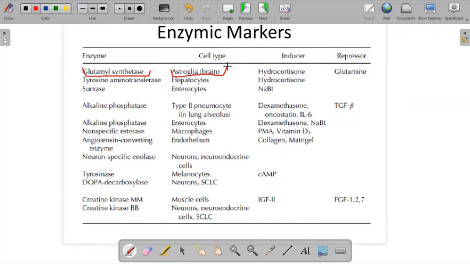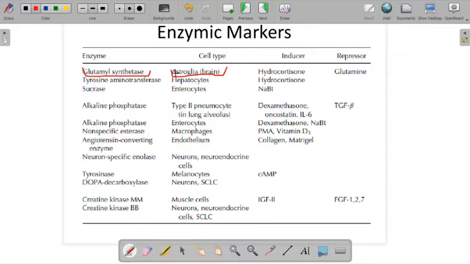For your information, there are a few drugs, like LSD and others, that especially produce hydrocortisone in our brain, which initiates particular neural signals, and so we get a high availability of neurons working. So these are a few inducers, hydrocortisone, and one of the repressors is glutamine.